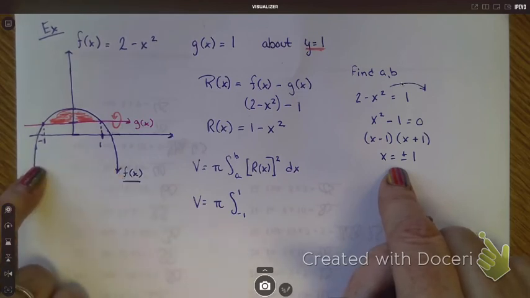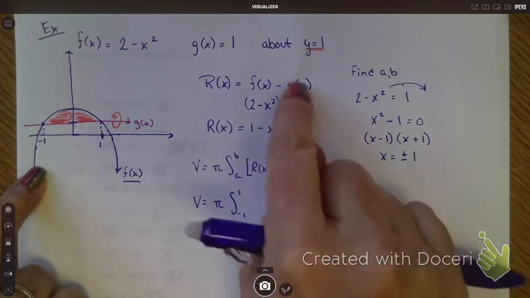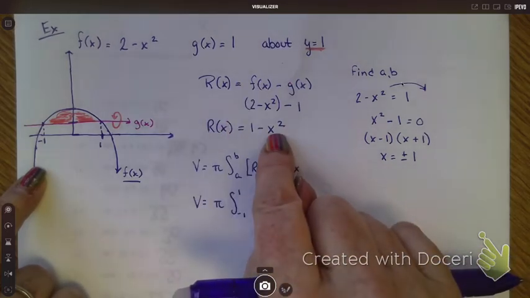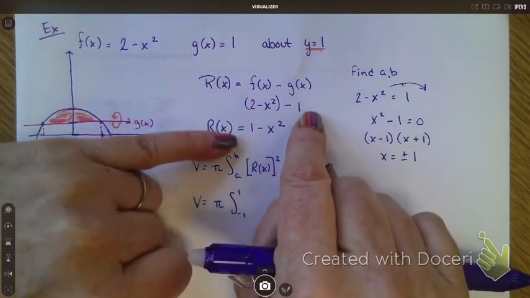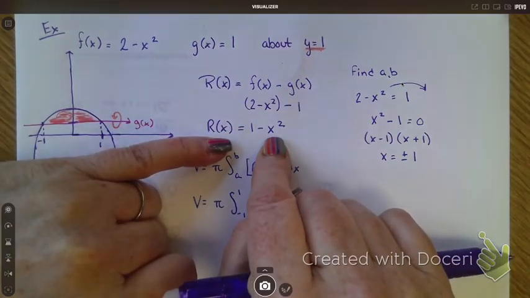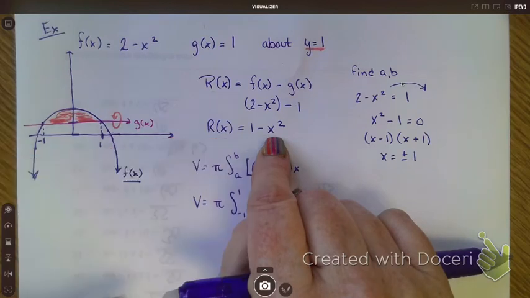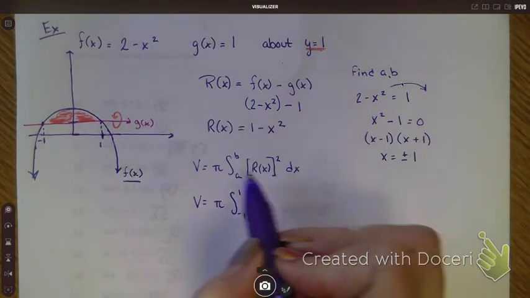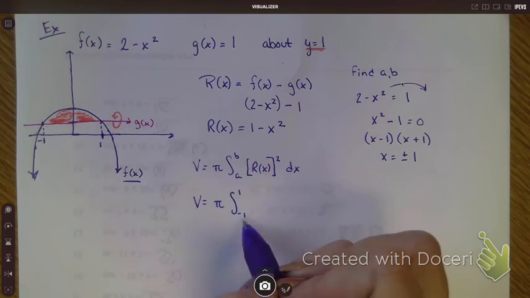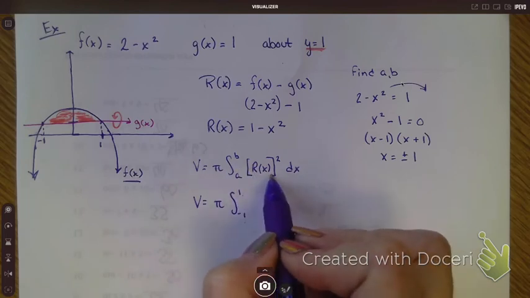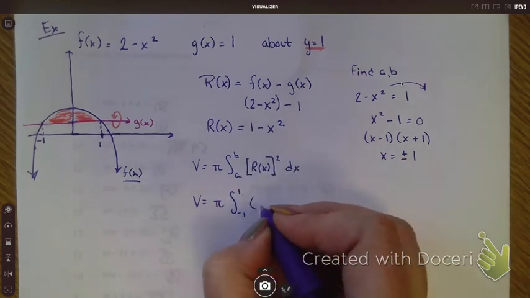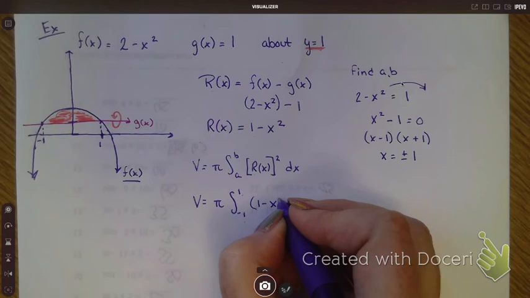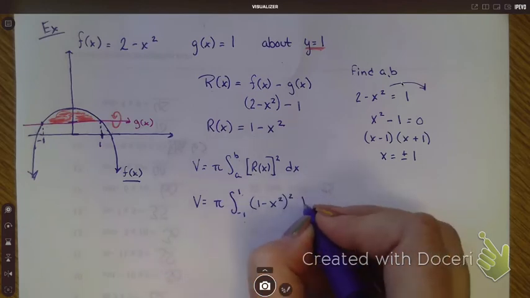You good now? Yeah. Do you understand how we found r of x? F of x minus g of x. Yep. And I just plugged in f of x, plugged in g of x, and combined like terms. Okay. So we're plugging in here. So pi, a to b is negative 1 to 1. And r of x is now what? It's 1 minus x squared. So I have 1 minus x squared, quantity squared, dx.